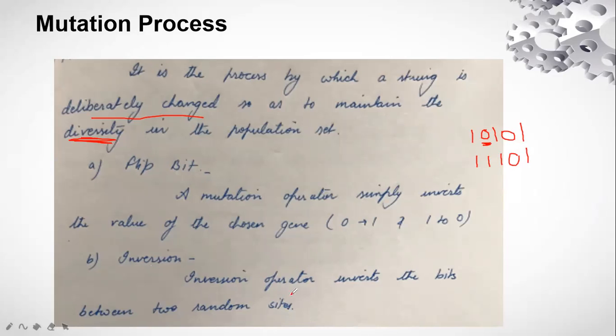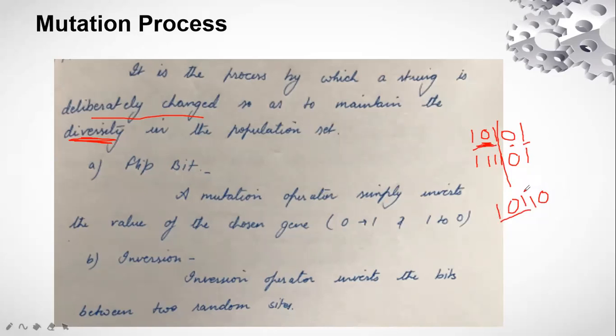What is inversion? The inversion operator inverts the bits between two random sites. That means this is the one where I selected just a single bit. And if I select a random site, let it be this one. So I would invert these two bits. Now it would have been 1, 0, 1, 1 and 0. Why this? I have copied these bits the same, 1, 0, 1. And I have flipped these two bits.